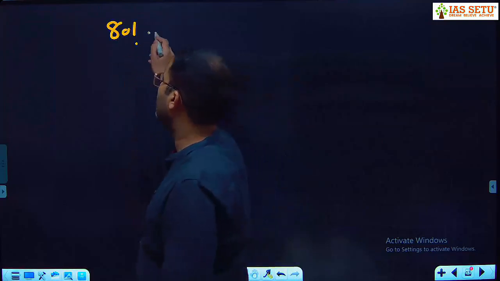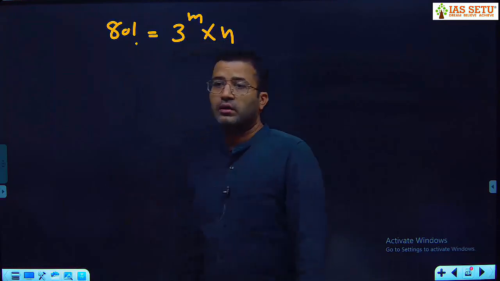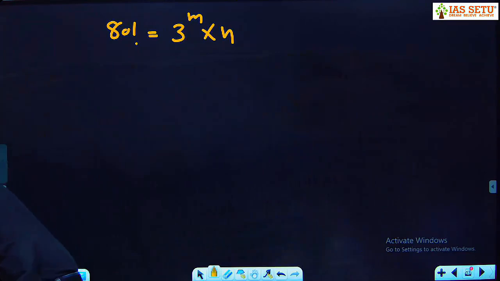80 factorial is equal to 3 to the power m into n. Find the maximum possible value of m.